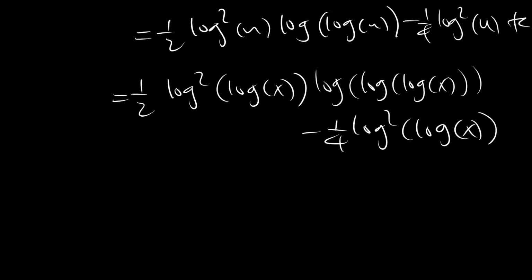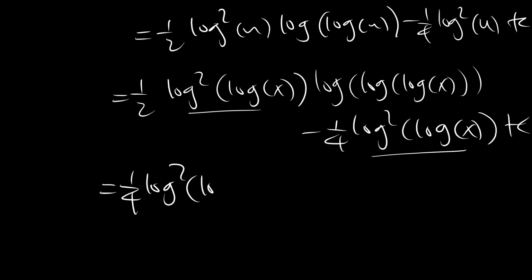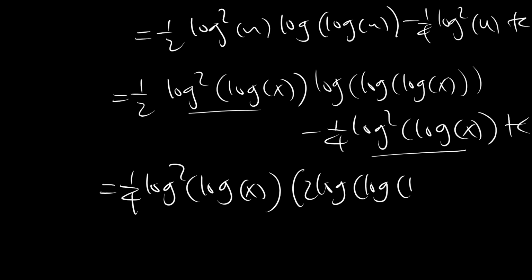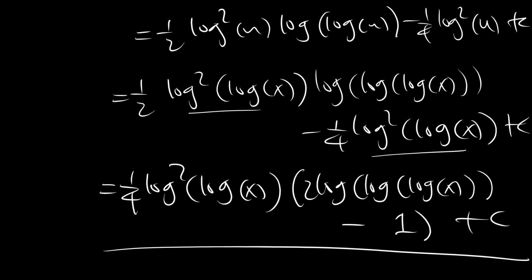plus the integration constant. We can pull a couple of things out. We can pull this out, and so this becomes a quarter log squared of log of x, and we are remaining with twice log of x minus 1 plus the integration constant. And that, ladies and gentlemen, is our answer.